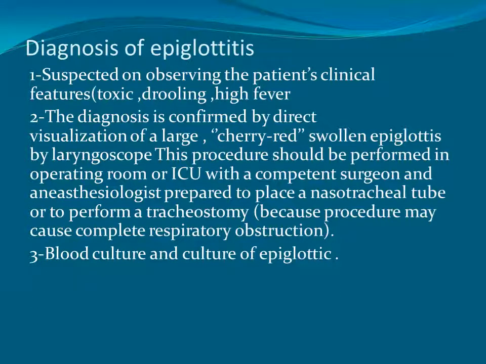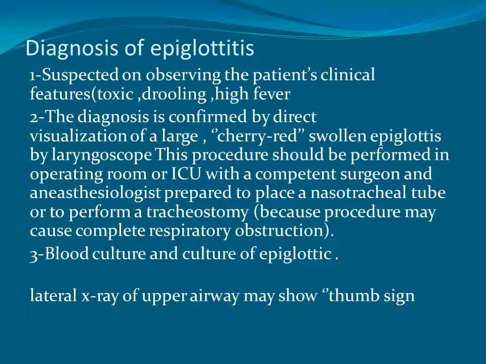We can do blood culture and culture from the epiglottis. When you try under general anesthesia, you can take a swab for culture and sensitivity. So it's clinical diagnosis plus direct inspection of the epiglottis plus blood culture. A lateral X-ray of the upper airway may show what's called the thumb sign. And you take a radiography of the neck.